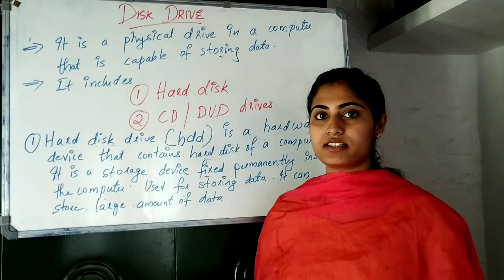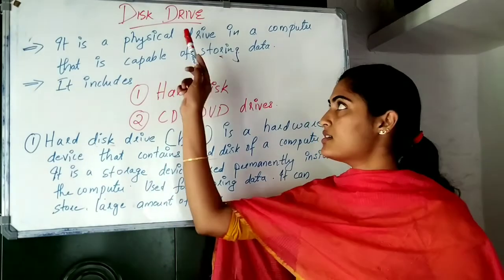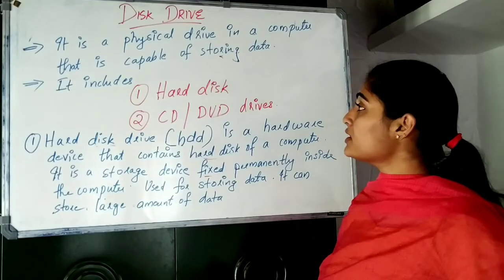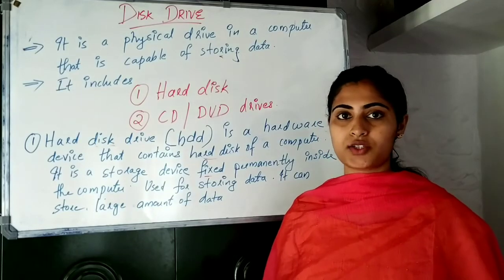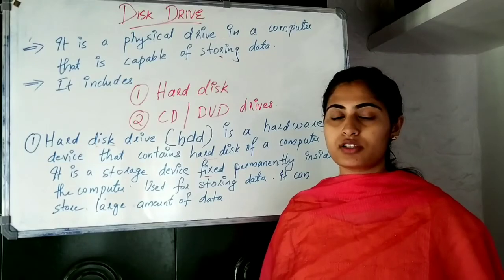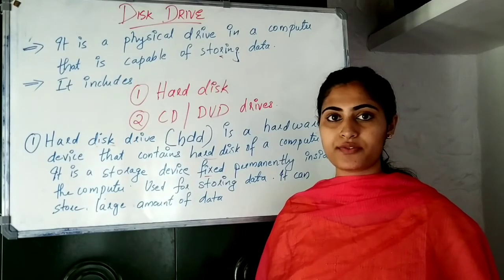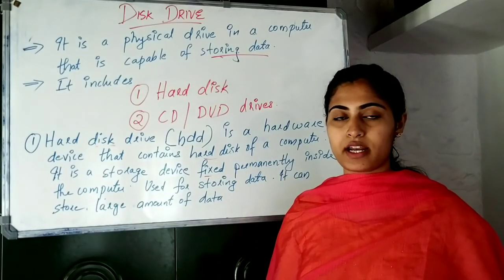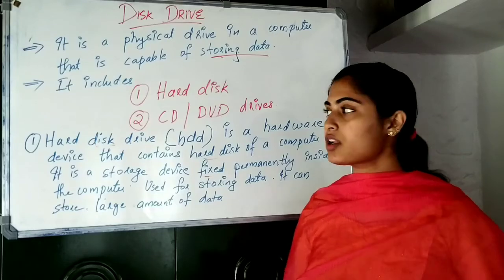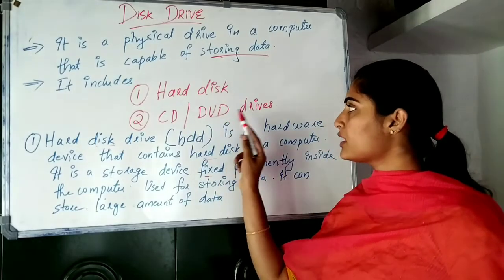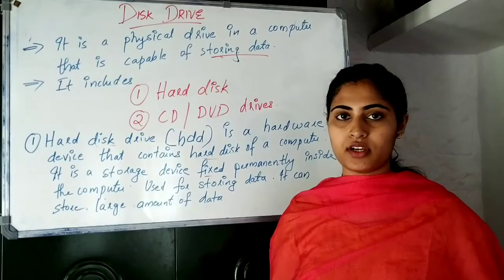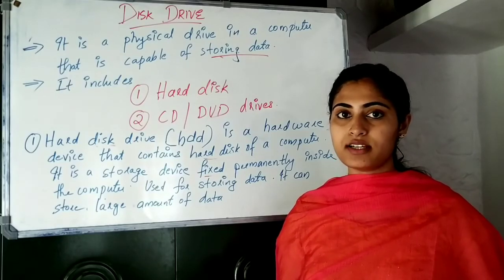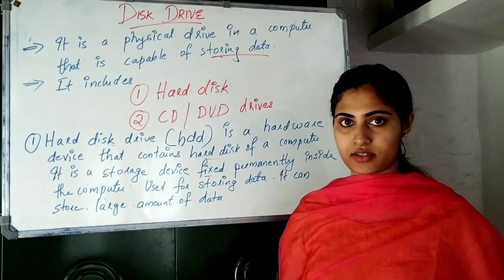The next internal hardware component is disk drive. It is a physical drive in a computer that is capable of storing data. So disk drives are mainly used for storing data. There are two types of disk drives. They are hard disk and CD or DVD drives.